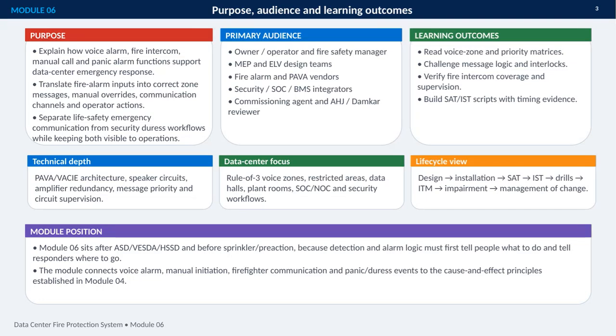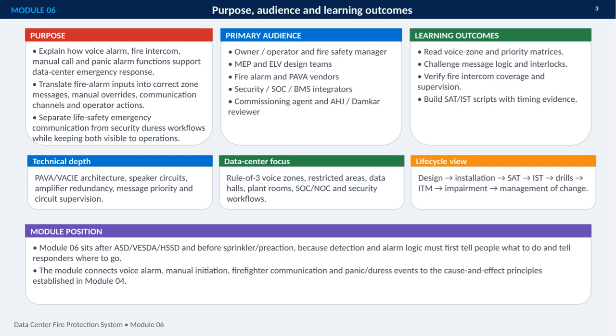This module focuses on purpose, audience, and the outcomes expected from studying data center fire protection communications. Its central purpose is to explain how voice alarm, fire intercom, manual call points, and panic alarm support emergency response, and how alarm inputs become the correct zone messages, overrides, communication channels, and operator actions. The key distinction is between life safety communication and security duress workflows. Both must remain visible to operations, but they should not be treated as the same event.